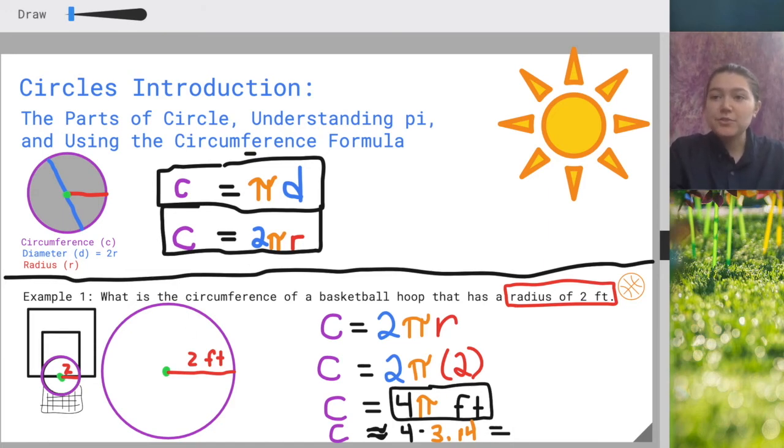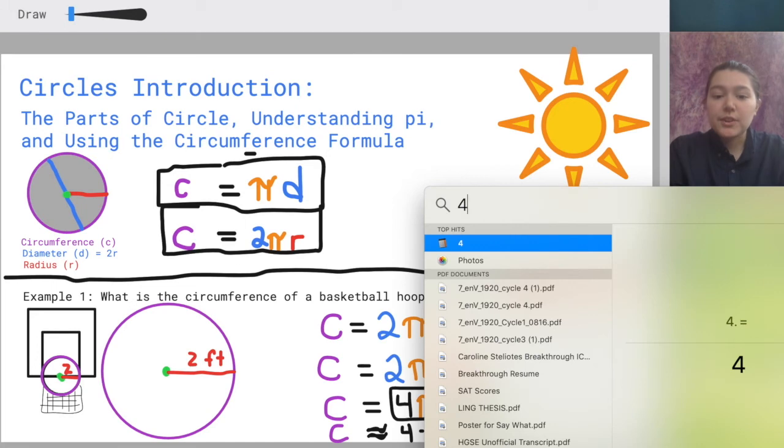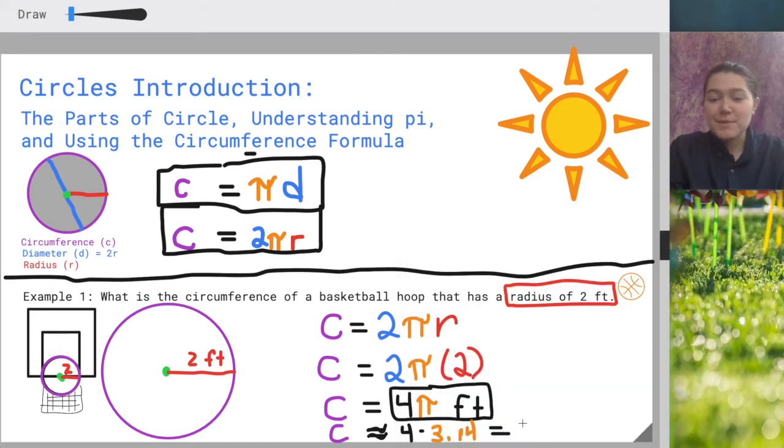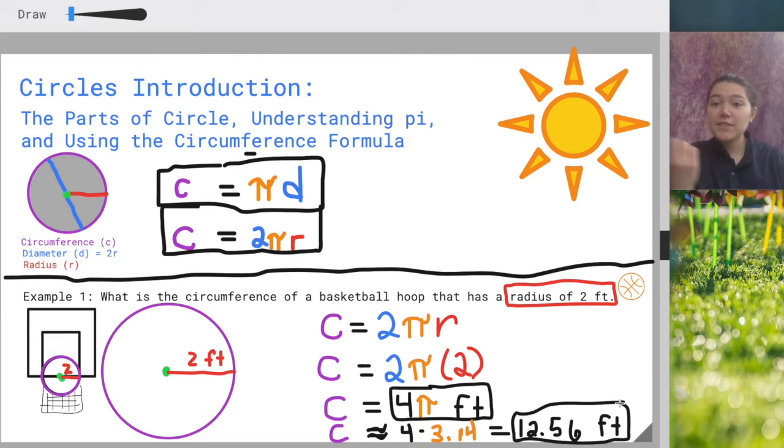And then we would do 4 times 3.14, and we will get 12.56. So 12 and 56 hundredths feet. So that is the circumference, or the distance around a circular basketball hoop. All right, now we're going to look at one example where we're given the diameter and we need to use that to find the circumference.